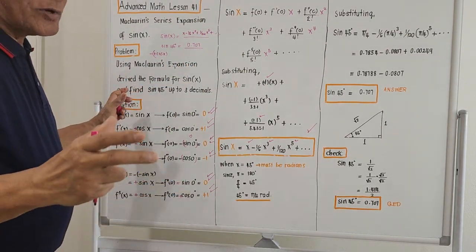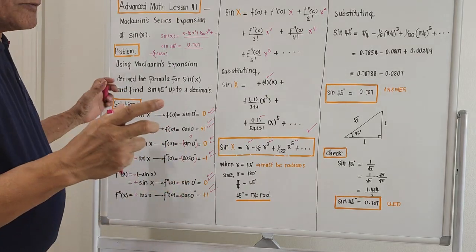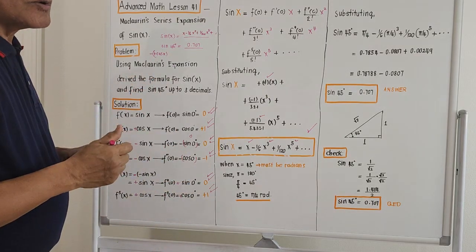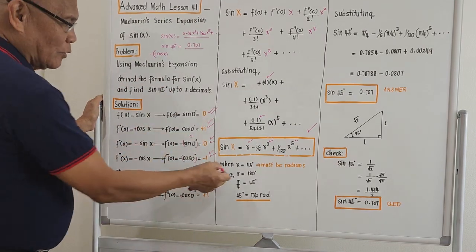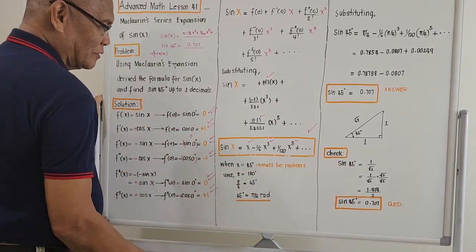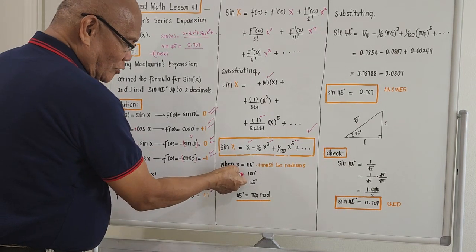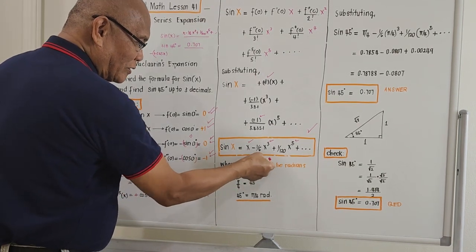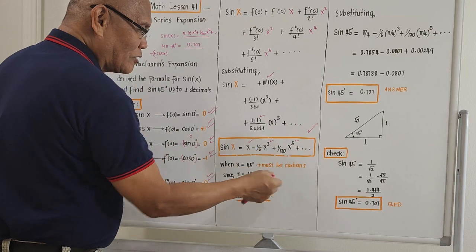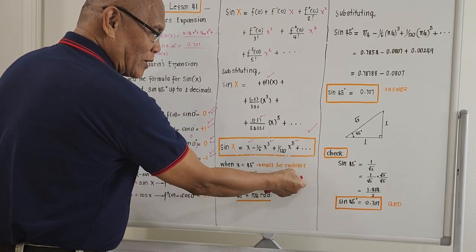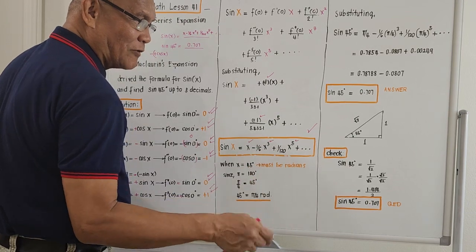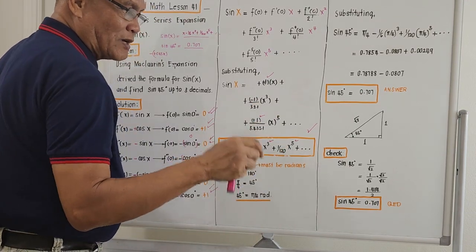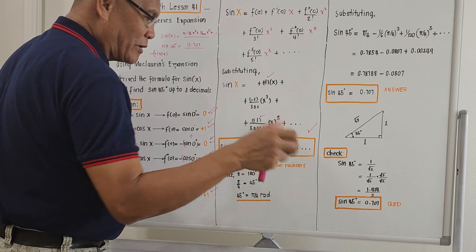And the next question on the problem is, if the value of the angle is 45 degrees, what will be sine of 45 degrees? So it's easy. When x is 45 degrees, if we try to substitute this x here on the resulting Maclaurin's equivalent, it should be in radians. Just take note of that. You cannot just substitute the given angle if that given angle is in degrees. It must be changed first to the so-called radians.